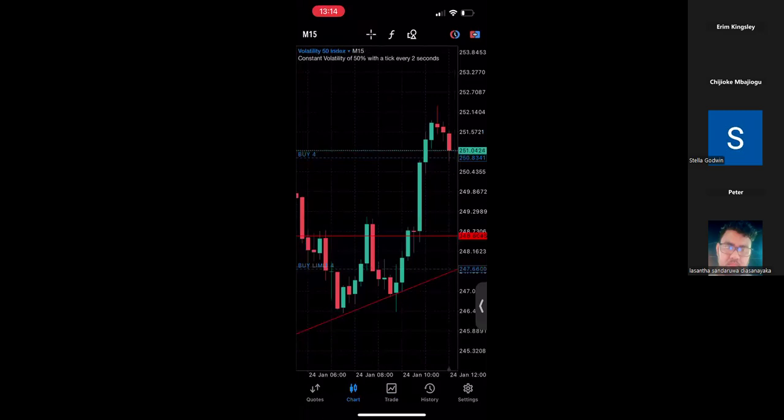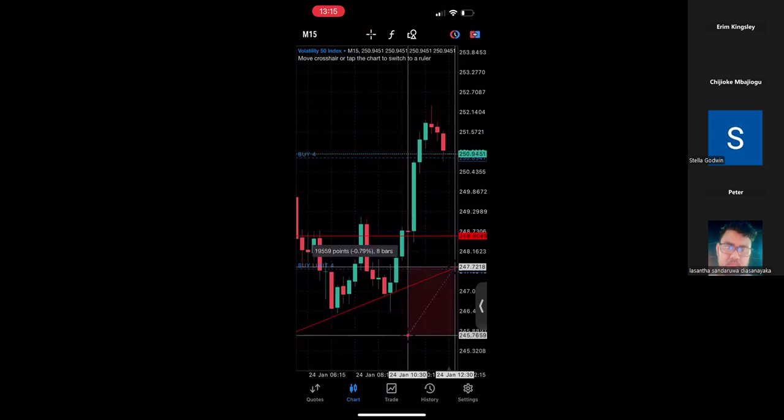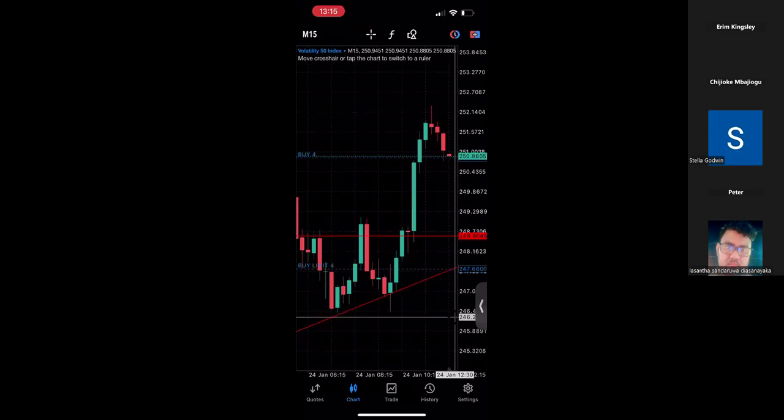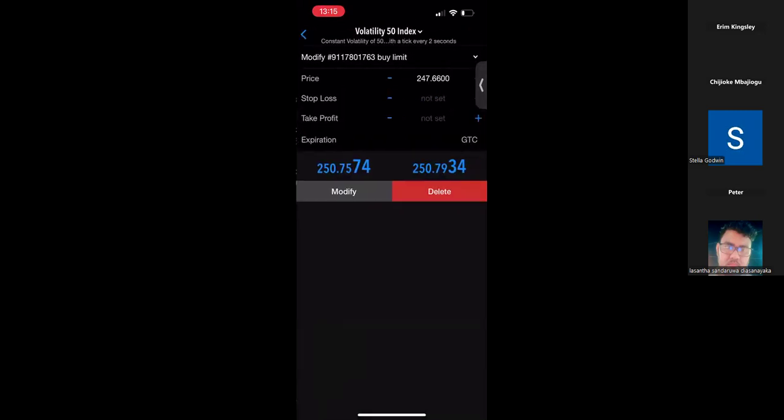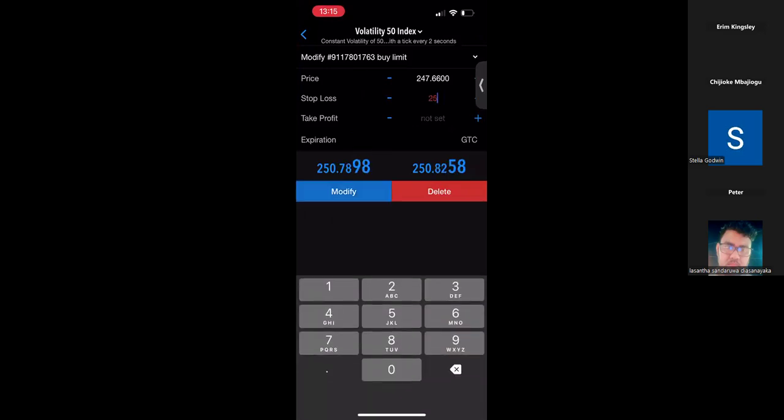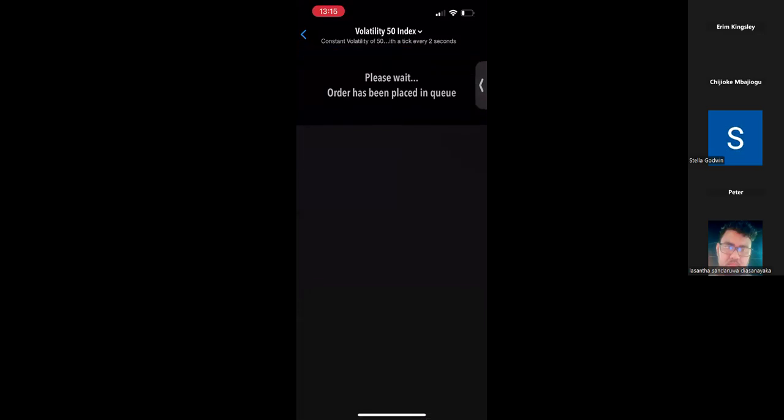So I want to put my stop loss. Remember, whenever you're buying, your stop loss is below your entry. Let's say your stop loss is below this last touch, because you must not put it just directly there. It has to be below the last touch. So the last touch is 246. So you come here, press and hold, click modify, and you type 246.00, modify.